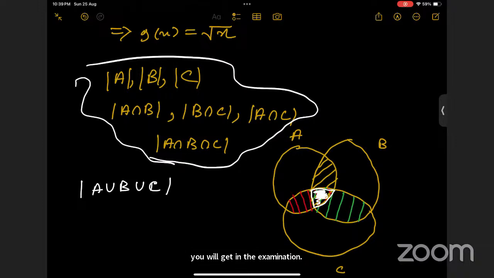Okay. You can solve the problem using the Venn diagram also, but there may be some silly mistakes that way, right? That becomes confusing sometimes. So in the examination, you need not take any kind of risk. So simply use the formulas to calculate it. Okay. Yeah, got it. Thank you.